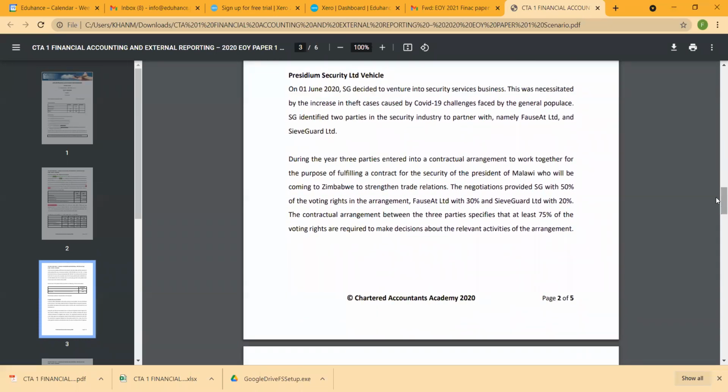Okay, so whatever this is, Presidium Security Vehicle. So on 1 June 2020, SG decided to venture into security service business. Okay, very different to hot tubs, but okay. This was necessitated by the increase in theft cases caused by COVID-19 challenges faced by the general populace. SG identified two parties in the security industry to partner with, namely Foresat and Safeguard.